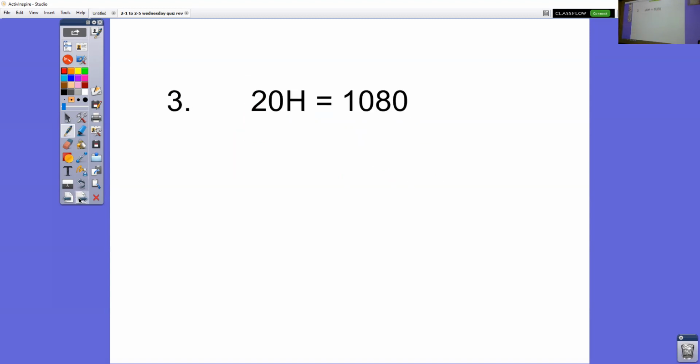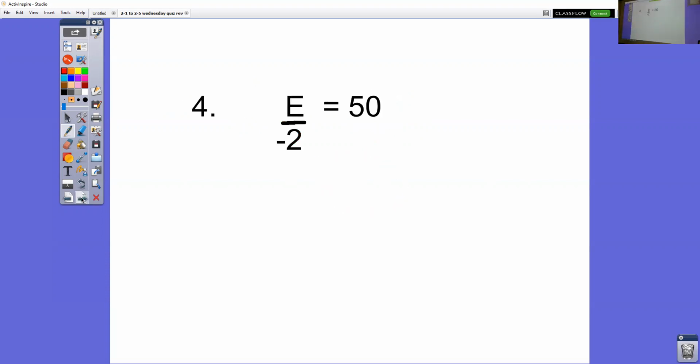In question number 3, when a number and a letter are right next to each other, that means times. So that really means 20 times h. Go ahead and try question number 3 right now. So the opposite of times is divide. So we want to divide by 20 and divide by 20. Those 20s cancel out. 1080 divided by 20 gives you 54.